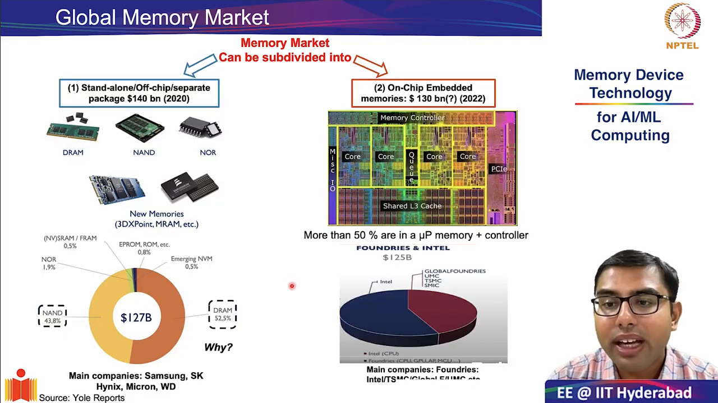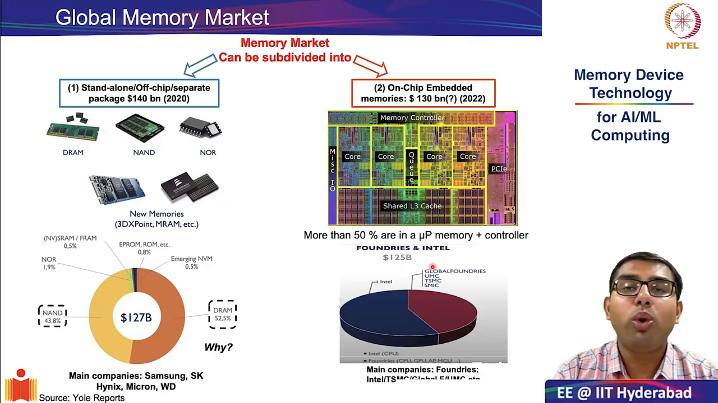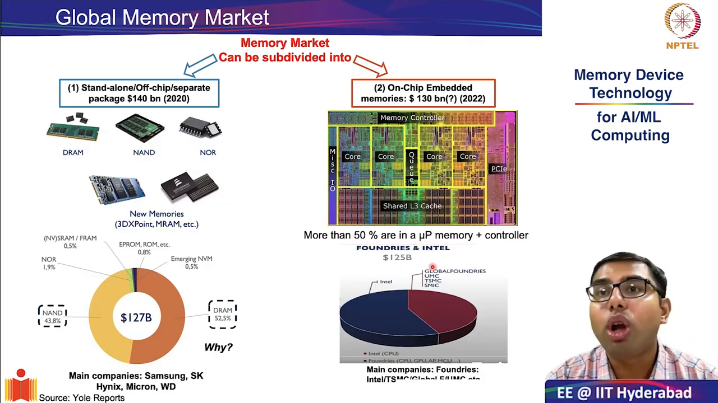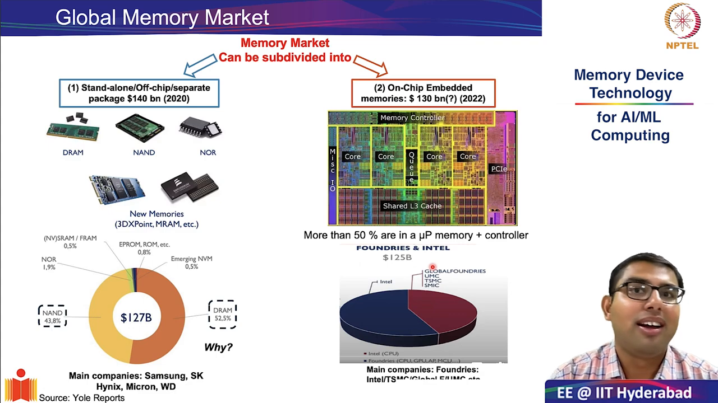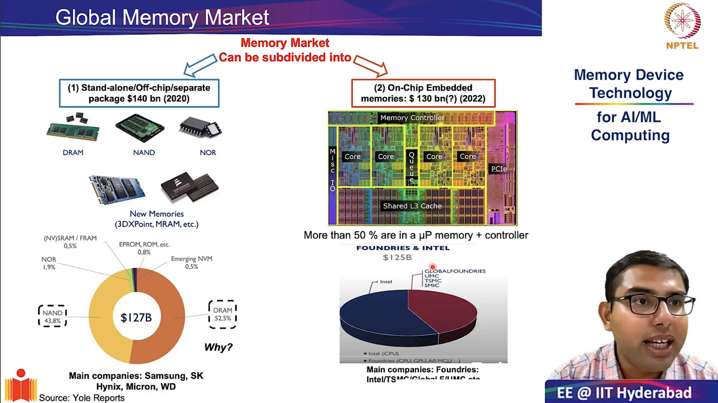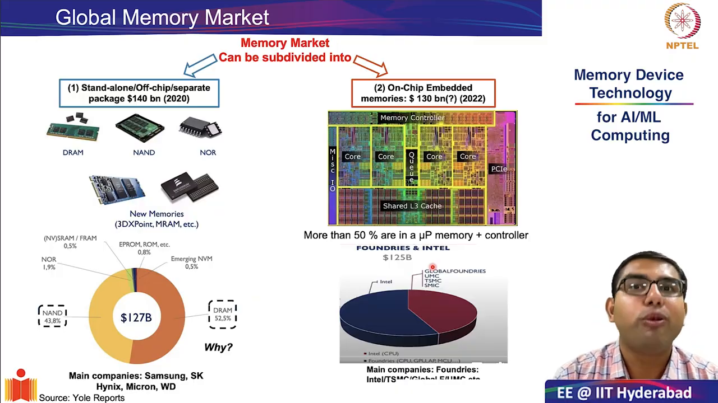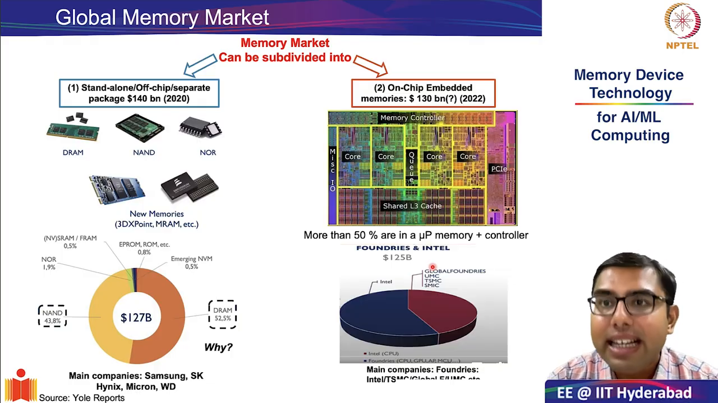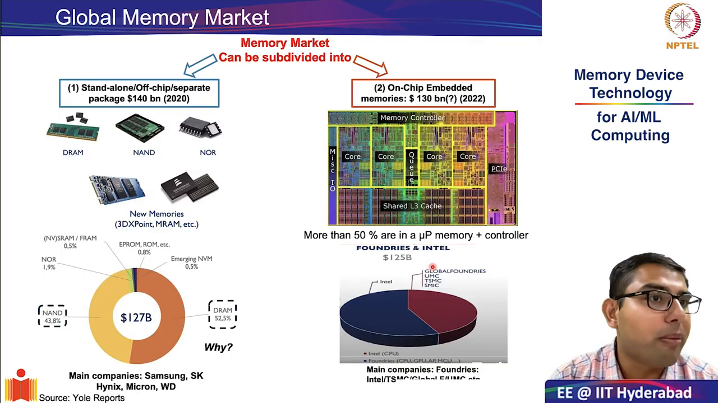Okay, now that we have understood this, we see that since more than 50% is dedicated to memories, it is logical to think that this part of the segment will be captured by the companies who make advances in logic transistor devices and allied manufacturing facilities. These are Intel, TSMC, Global Foundries, and a few other companies.